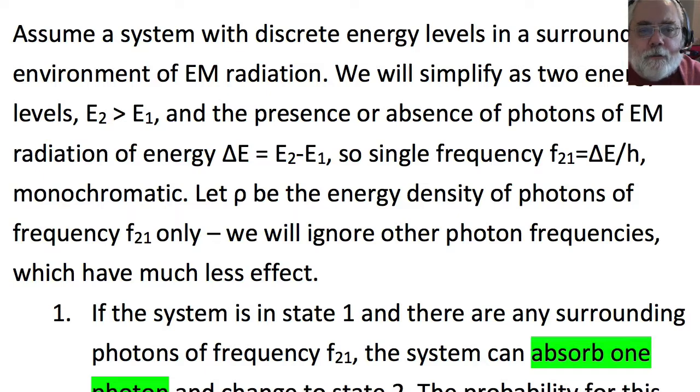Let's assume a system with discrete energy levels in a surrounding environment of electromagnetic radiation. We will simplify this as two energy levels, 1 and 2, with the energy of the second level being higher than the first. And we'll assume the presence or absence of photons of electromagnetic radiation of energy delta E equal E2 minus E1, so a single frequency, which is delta E over h, so monochromatic radiation.